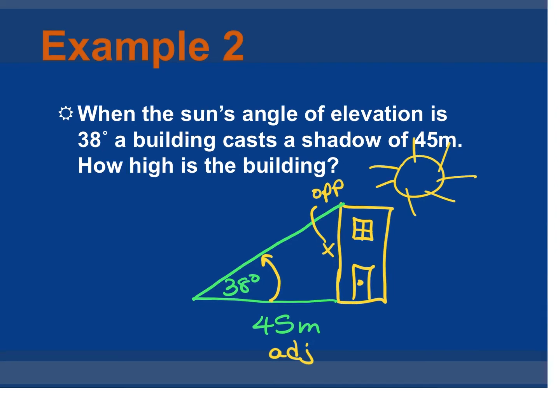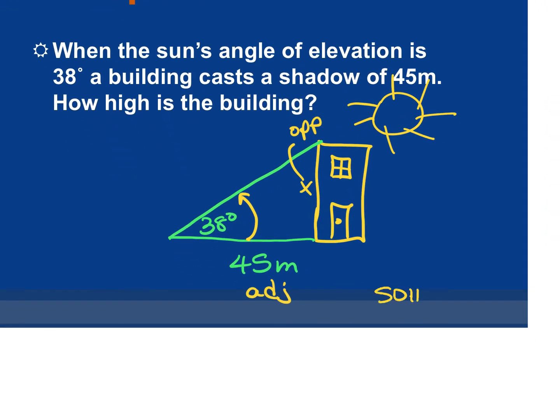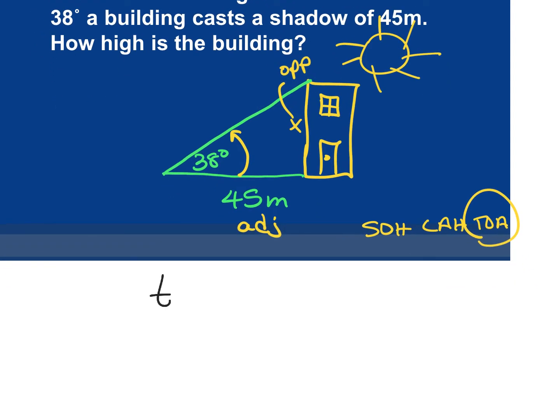So again, I need to look at my SOHCAHTOA, and I can see that the ratio that uses opposite and adjacent, again, is tangent. So I'm going to be doing tangent of 38 is equal to opposite over adjacent. Again, my variable's in the top, so all I have to do is multiply both sides by 45.